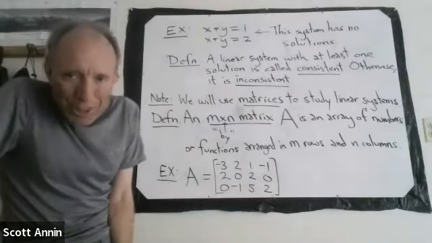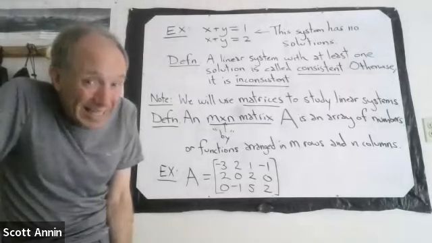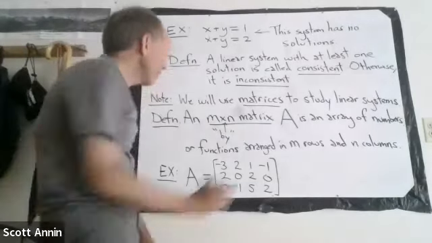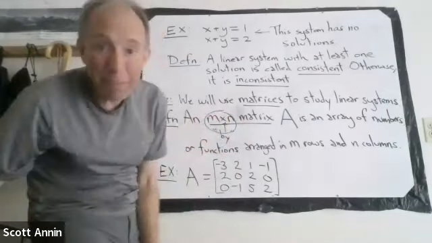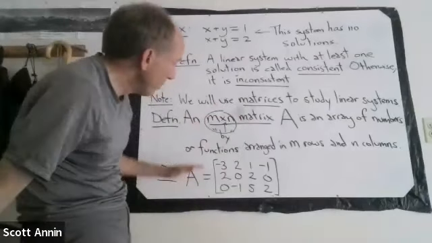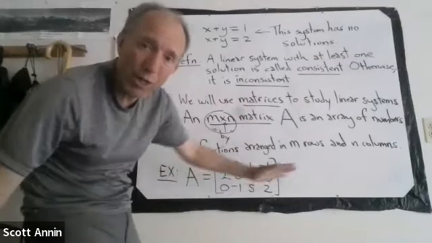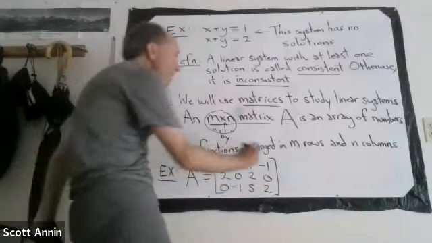Just to test you on this, we could talk about what's the size of this matrix. In other words, what's the m by n here? The number of rows, remember the rows go horizontally. That's just the m value.